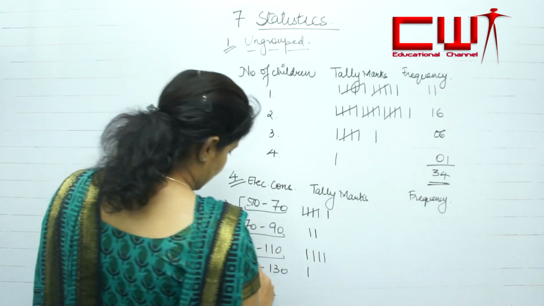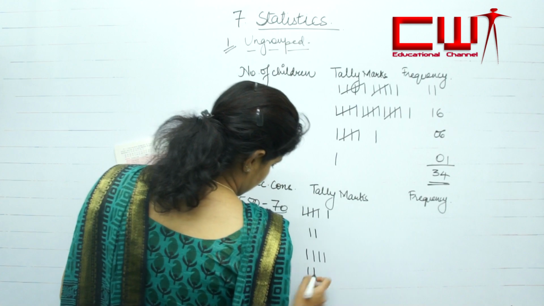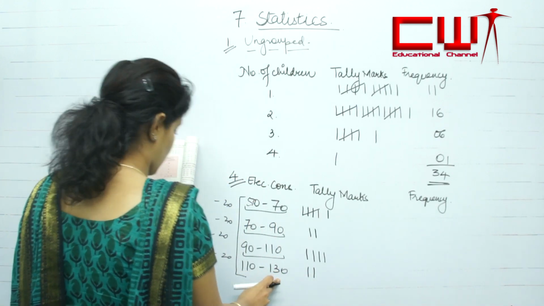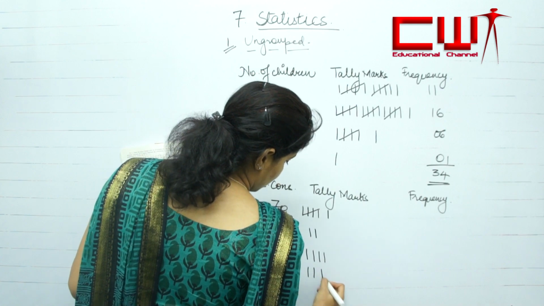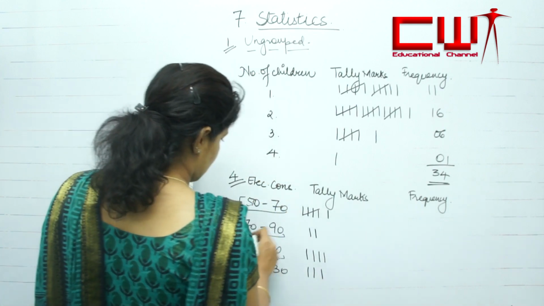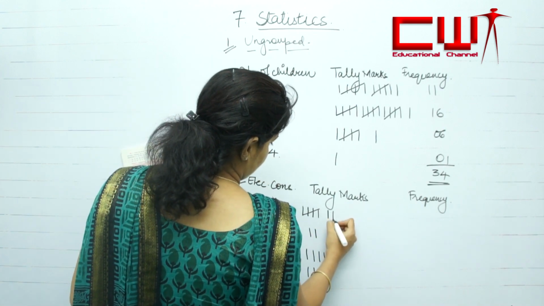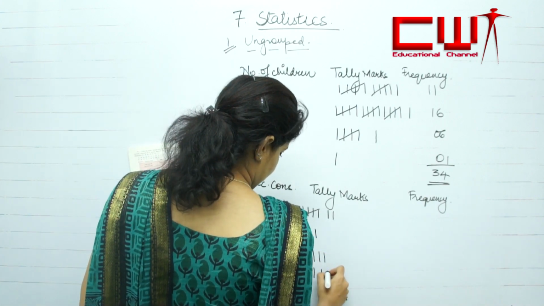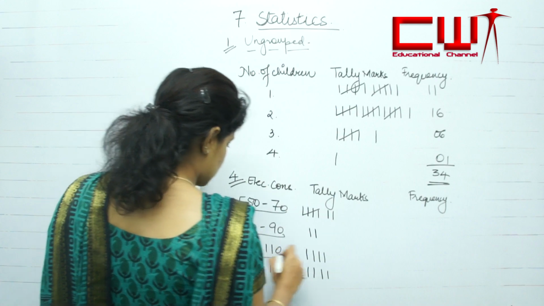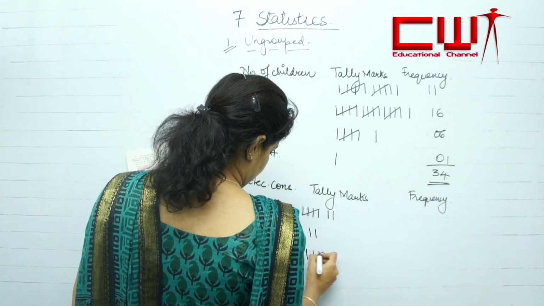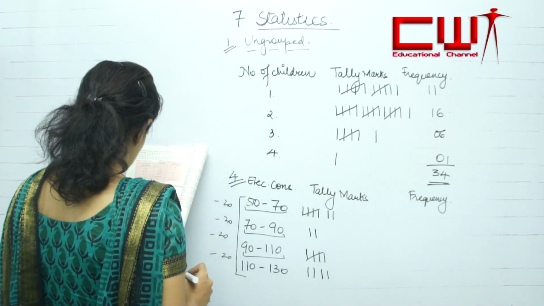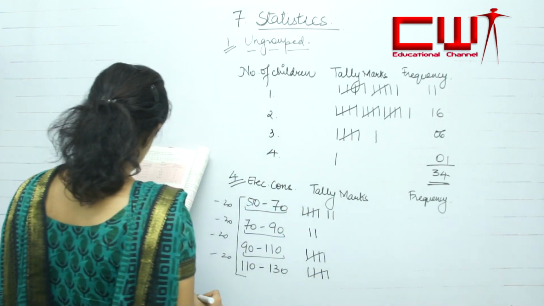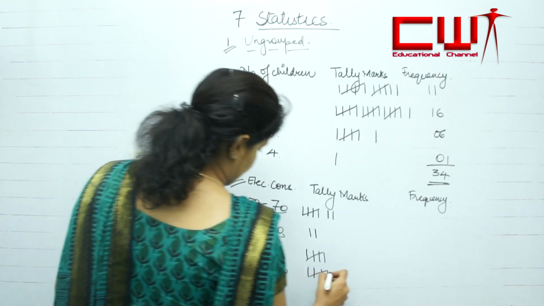Then you have 128. This is the range from 110 to 130. So 128 will come here. 121 will also come here. Then you have 61. 61 will come here. Then you have 118. 118 will come here. Then you have 108. 108 will come here. This is the 5th. 116. 116 will come here. This is the 5th. Then you have 129.